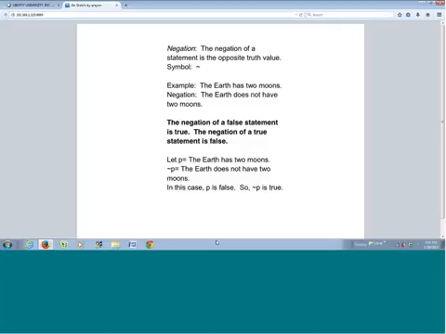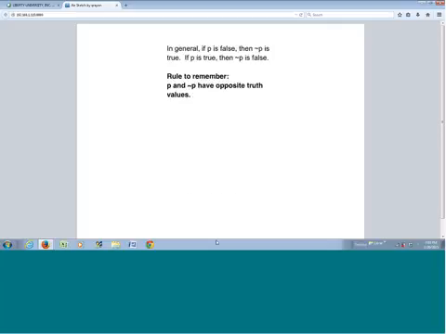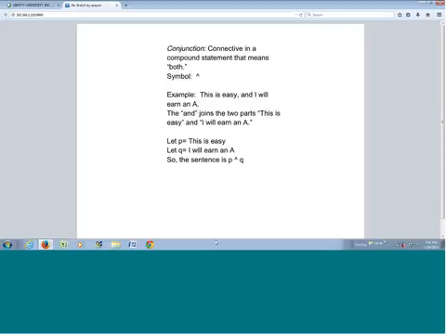I'd appreciate that. Thanks. If we let P represent the Earth has 2 moons, then the negation of P would be the Earth does not have 2 moons. And in this case, P is false, so the negation of P is true. In general, if P is false, the negation of P is true, and if P is true, the negation of P is false. So a basic rule to remember when dealing with negation is that P and the negation of P have opposite truth values. It's just something to remember when dealing with that symbol.